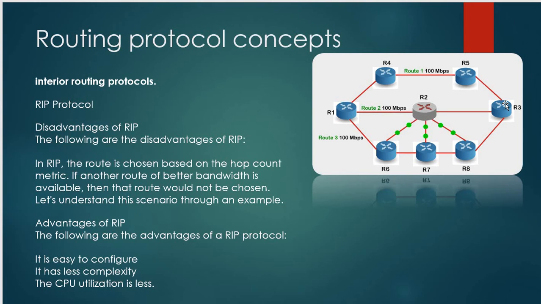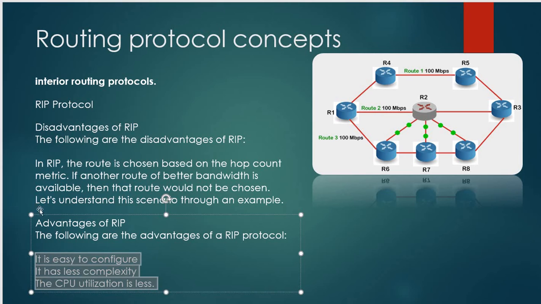So based on this hop count, it can decide the shortest route, okay, the shortest route. If another route with better bandwidth is available, that route would not be chosen. Let's understand this scenario through this example in this graphic.